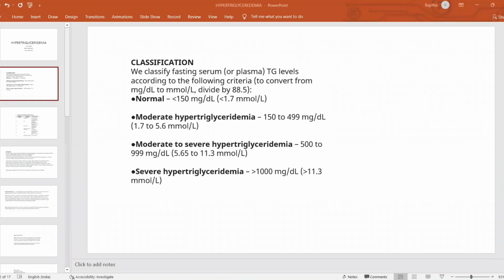So in apolipoproteins, we have 5 kinds of that, from A, B, C, D, and E.